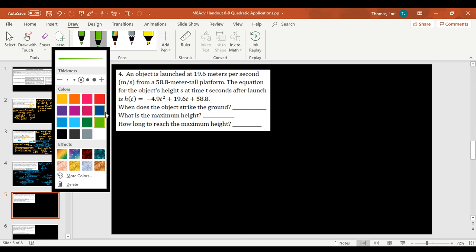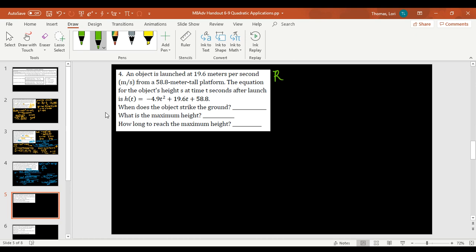Let's use green. It says, when does the object strike the ground? So we want to know when its height is 0, which tells me that is going to be one of the x-intercepts, so one of our roots. We want the positive one. So here we go.